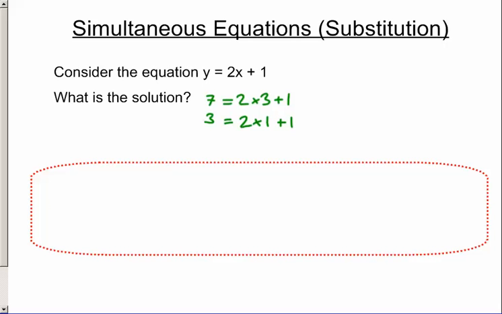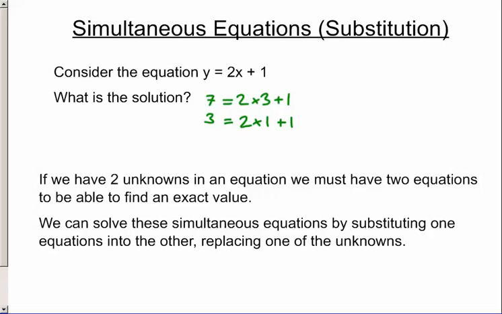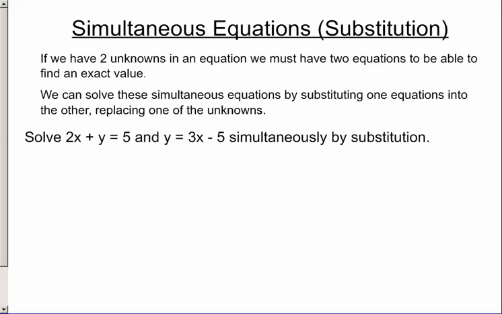There are actually infinitely many, because we could also put decimals in here. So there are infinitely many different answers to that single equation. So what we need is a second equation to be able to work out the specific solutions to this equation. And that's what simultaneous equations are. We have two unknowns, we need two equations. And we can solve them by substituting one equation into the other, replacing one of the unknowns, leaving us with just one unknown. So let's have a look at some examples to see what I mean by this.